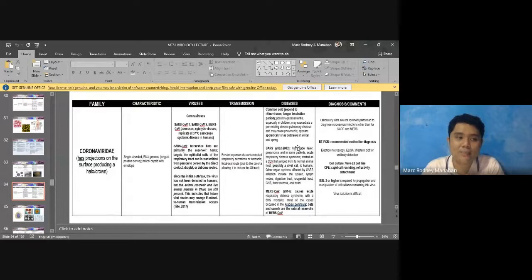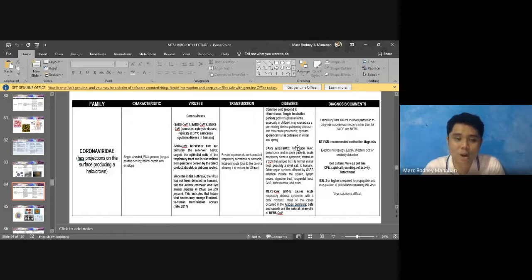Your coronaviruses are normal causative agents of the common cold, second actually to rhinoviruses, but with a longer incubation period. But very important to note is that coronaviruses can cause epidemics and pandemics. Very good examples are SARS-CoV-1 in 2003, SARS-CoV-2, which is what we are experiencing now, and MERS-CoV, the Middle East Respiratory Syndrome coronavirus. All of these are zoonoses, they came from animals.